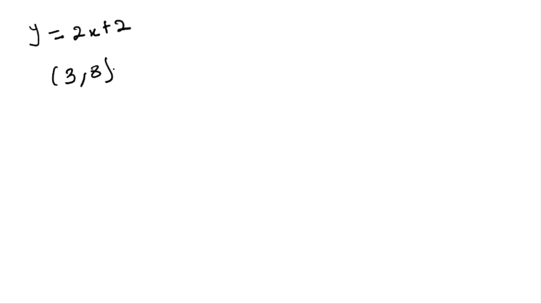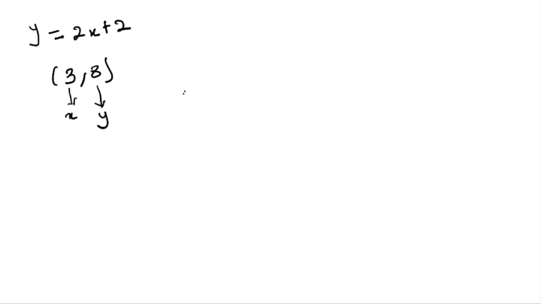So for you to do that, you see, for the coordinates here, we know that the 3 is our x coordinate, the 8 is our y coordinate, right? So it means that for us to verify if this point is on the line, we are going to take our x coordinate and put it into the equation. If we take the x coordinate and put it into this equation and get this y coordinate here, it means that the point is on that line.